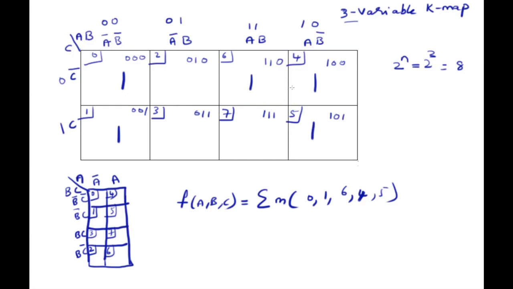So now grouping in a 3 variable K-map, I need to first check the maximum number of ones. The maximum number of cells is 8, so the maximum number of ones will be 8. So first I need to check with 8 ones. Are there any 8 ones? No, I don't find any 8 ones. So next I'll go with 4 ones.